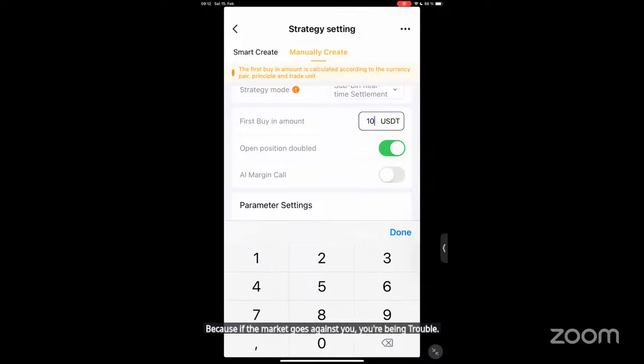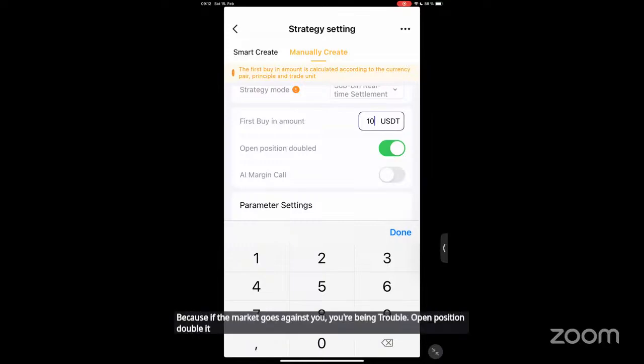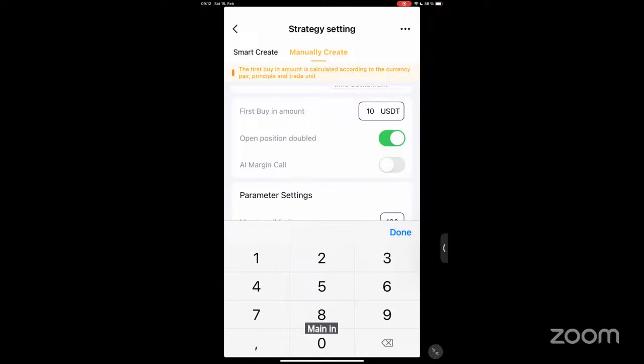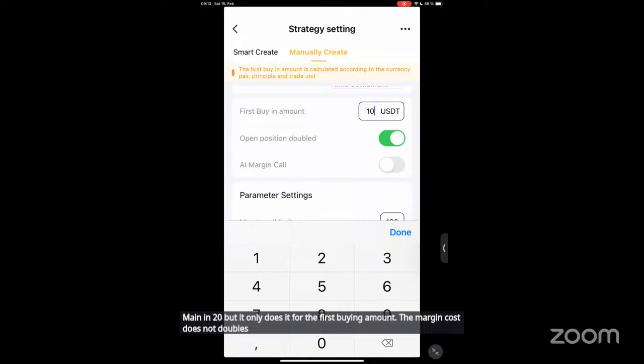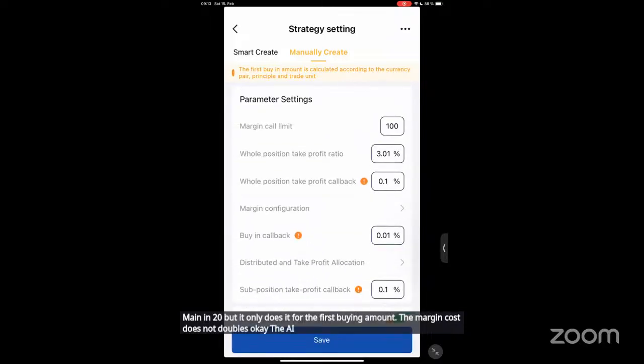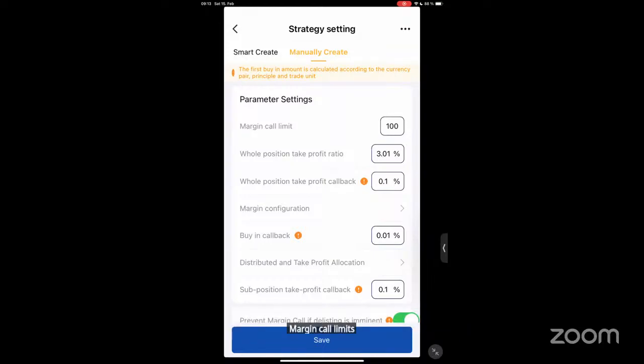Open position double, it only affects the first buying amount. So if my first buying amount is 10 and I start the robot, it will buy double of 10, meaning 20. But it only does it for the first buying amount. The margin calls do not double, okay? The AI margin call, I've already explained it. Margin call limits, you can increase it to 999.